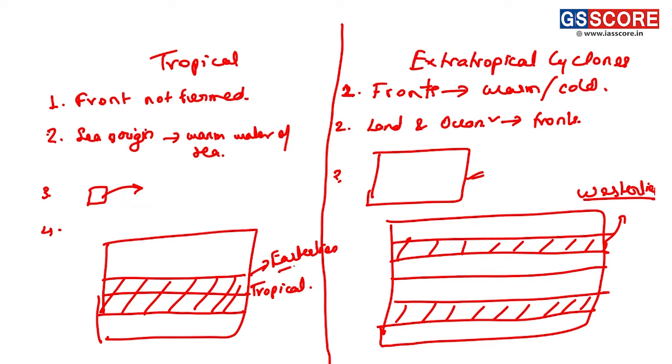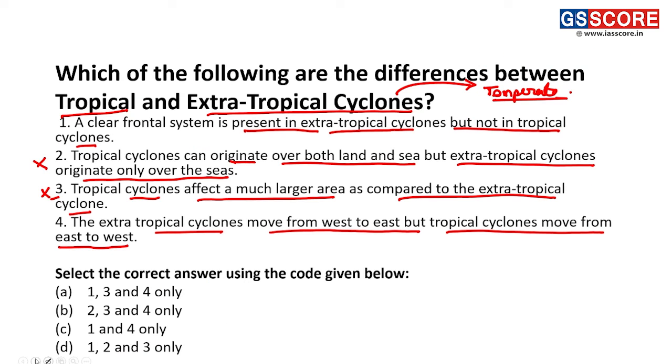Here there is a presence of easterlies and westerlies, thus making the above statement a correct statement: the extratropical cyclones or temperate cyclones move from west to east under the influence of westerlies, and the tropical cyclones move from east to west, under the easterlies, thus making C, that is statements 1 and 4 only, the correct answer.